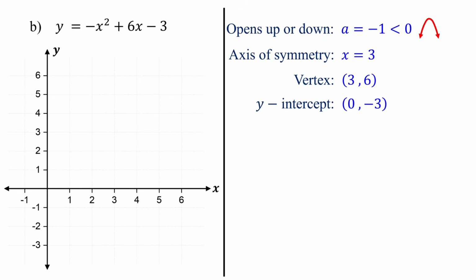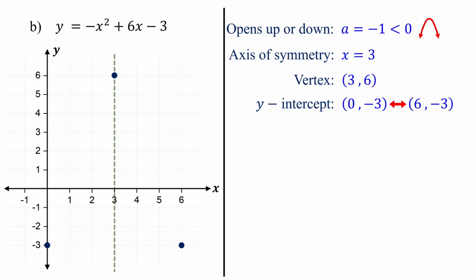The axis of symmetry is the vertical line x equals 3. The vertex is the point 3, 6. The y-intercept is the point 0, -3. Also, locate a point symmetric to the y-intercept across the axis of symmetry. The y-intercept is 3 units to the left of the axis of symmetry, right? So, a point 3 units to the right of the axis of symmetry, which is 6, -3, is also on the parabola.